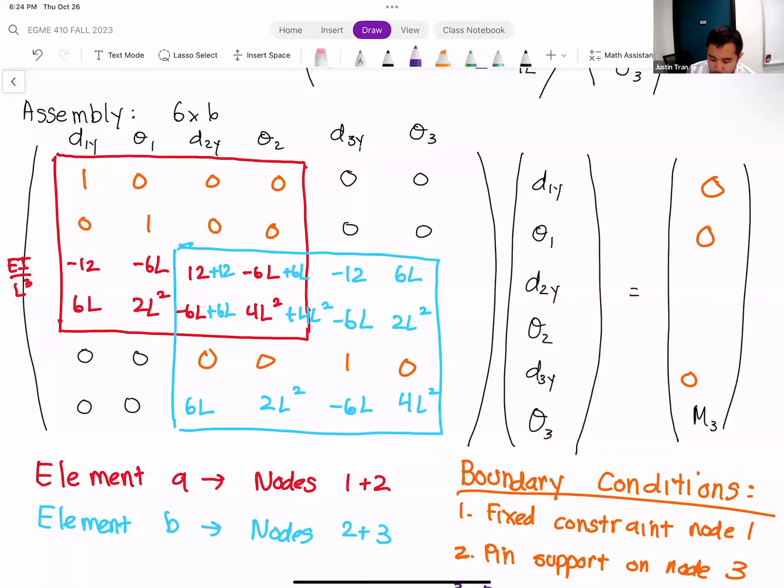For the force acting on node 2, we know it's a downward force, so we're going to put a minus P there. For the moment applied on node 2, we have a counterclockwise torque, and when our torques are counterclockwise, we input them as a positive number. So we have a positive M being applied on node 2 as well. The last thing we have here is node 3. We don't have any load for the moment on node 3, so we're going to put a 0 on that last row.